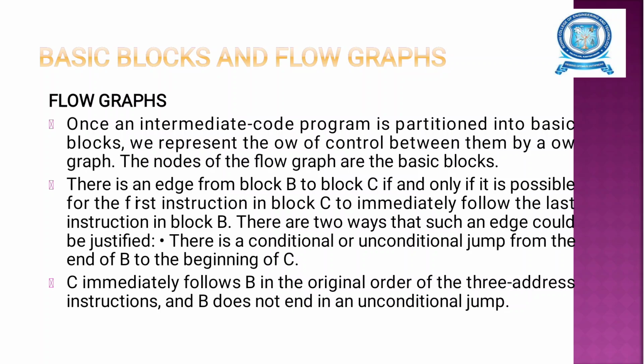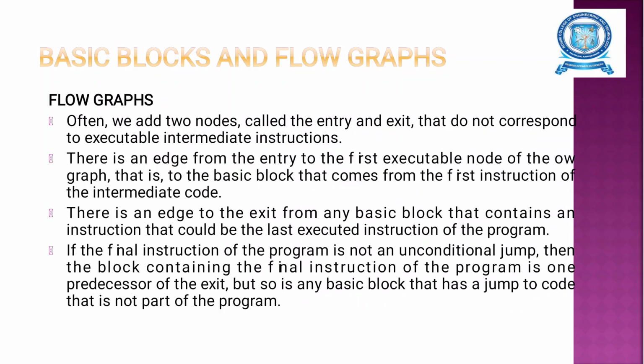There are two ways such an edge could be justified. First, there is a conditional or unconditional jump from the end of B to the beginning of C. Second, C immediately follows B in the original order of the three-address code. In that case, when block B has ended with one instruction, execution starts with the first instruction of C, so we don't worry about conditional or unconditional instructions.